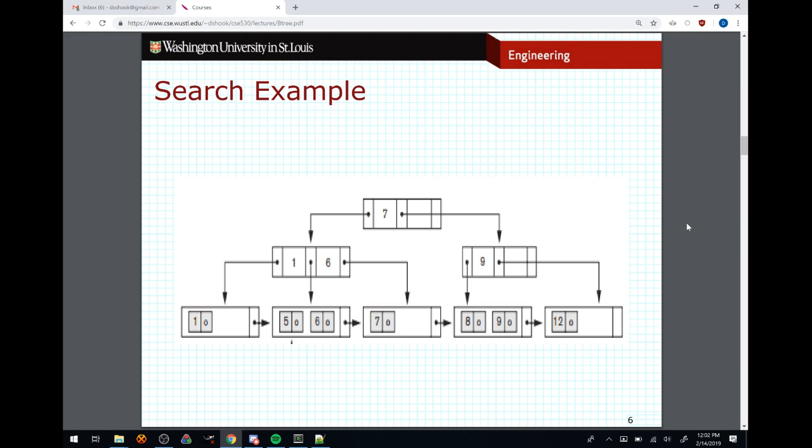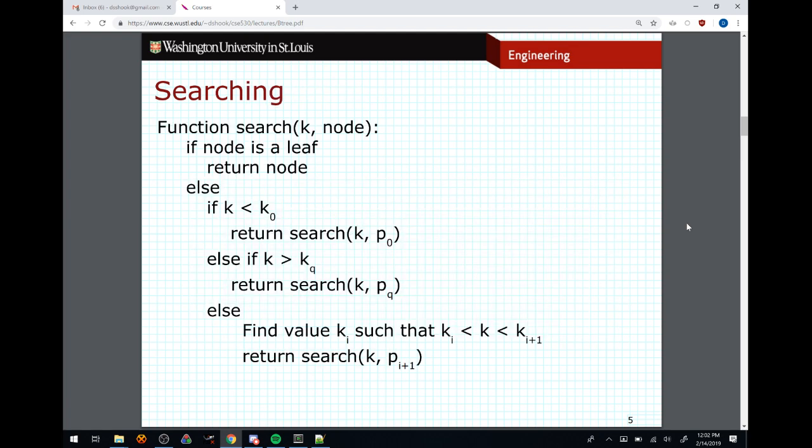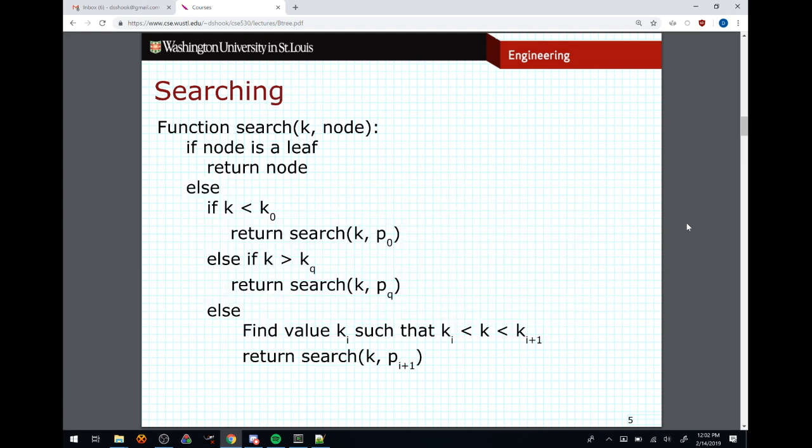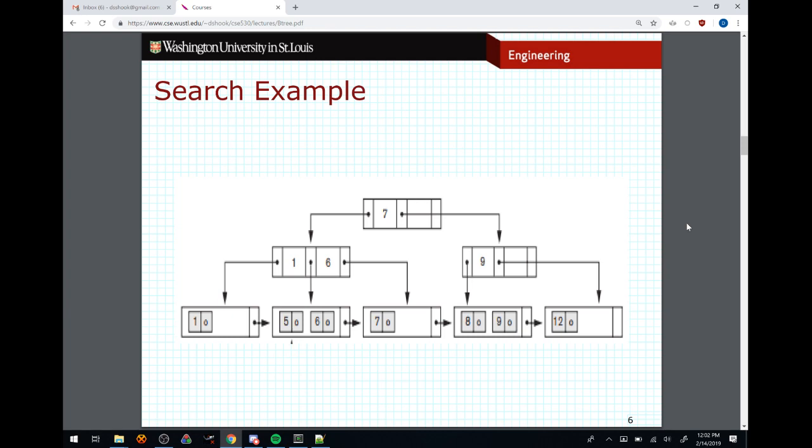When we run this code, K is 12 and node is 9. K0 in this example would be 9. Node is 9, so we only have K0, which is 9. We also have KQ, which is also 9.